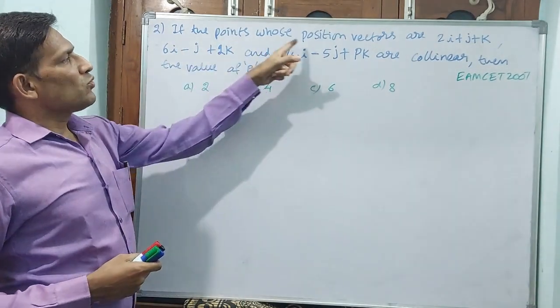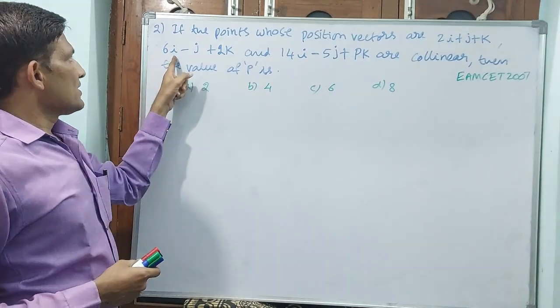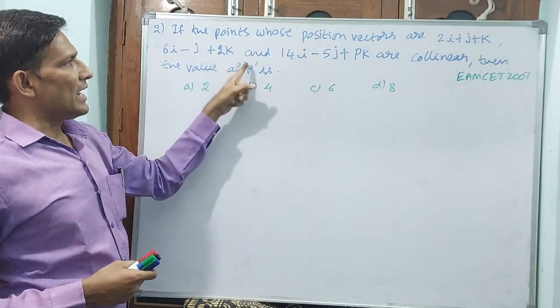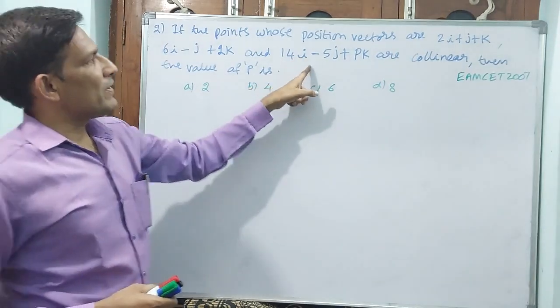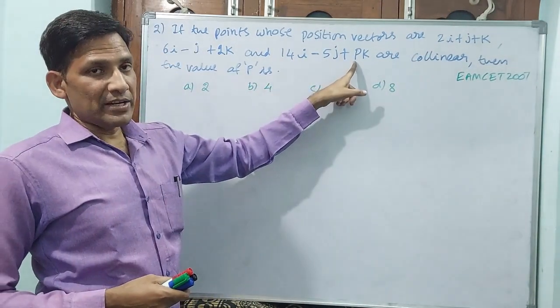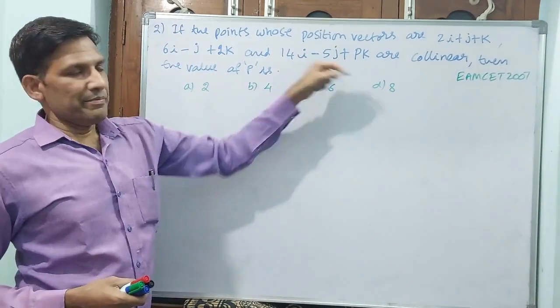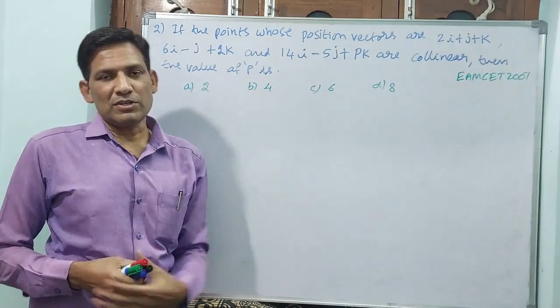If the points whose position vectors are 2i plus j plus k, 6i minus j plus 2k and 14i minus 5j plus pk are collinear, see here, p they have given, the number they have not given. Observe. Then find the value of p. They have given the options.